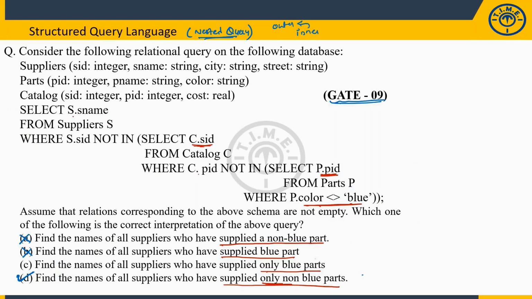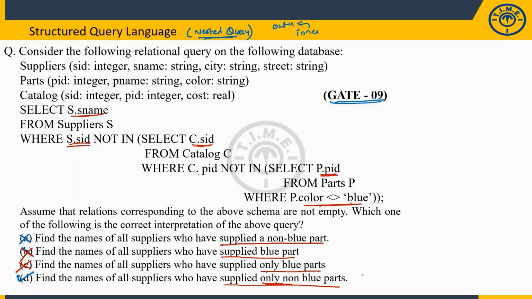What is the outer query finding? The suppliers whose SID is not in the list. In the list are those supplying non-blue parts, so the outer query is checking for suppliers who supply blue parts. So the options I can directly eliminate are A, B and C. Now I have to choose between A and D. Option A says non-blue part, option D says only non-blue parts.